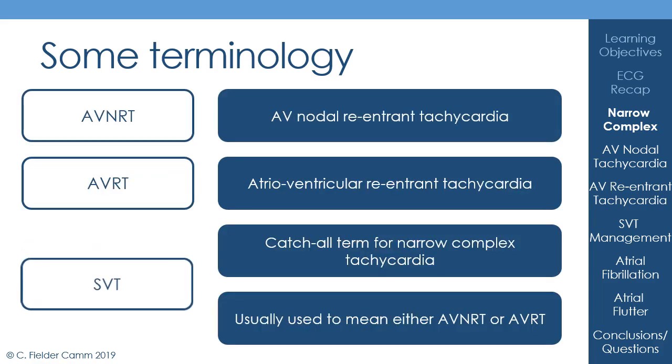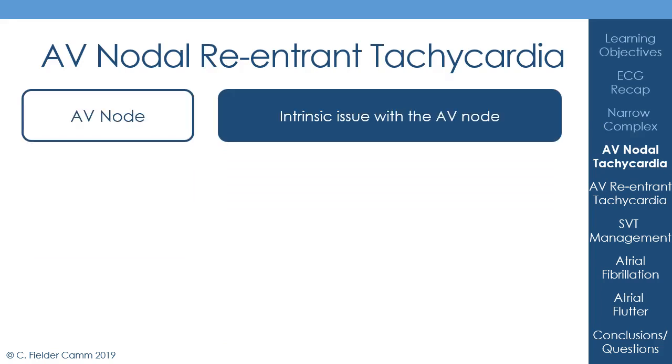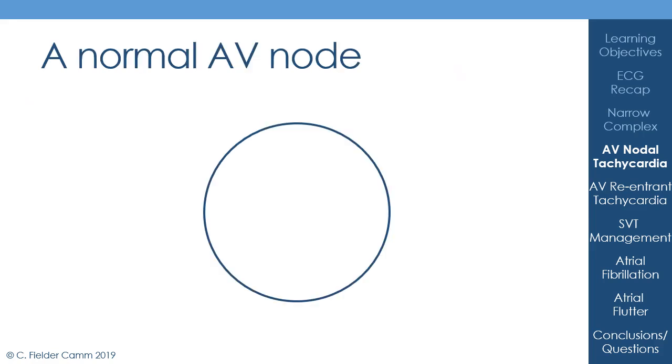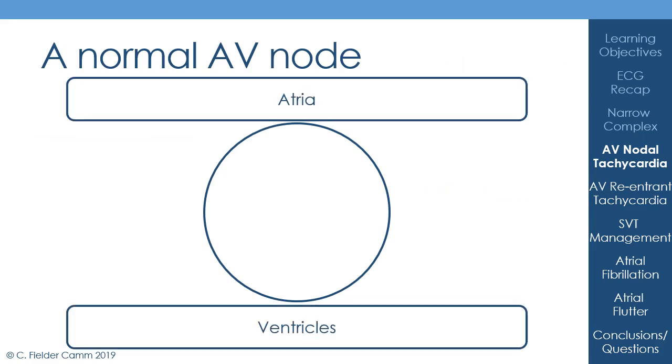And as I said, SVT, although it is this catch-all term for narrow complex tachycardias, it's usually used to mean AVNRT or AVRT. So, AV nodal reentrant tachycardia. So it is an intrinsic issue with the AV node. So this is our normal AV node. I like to keep things as simple as possible. So here we have one, and this separates the atria from the ventricles.